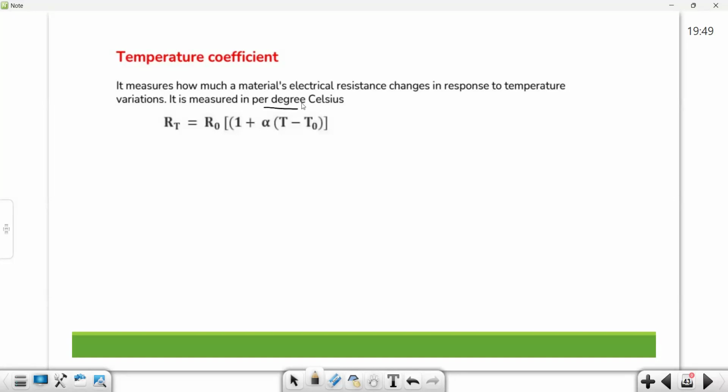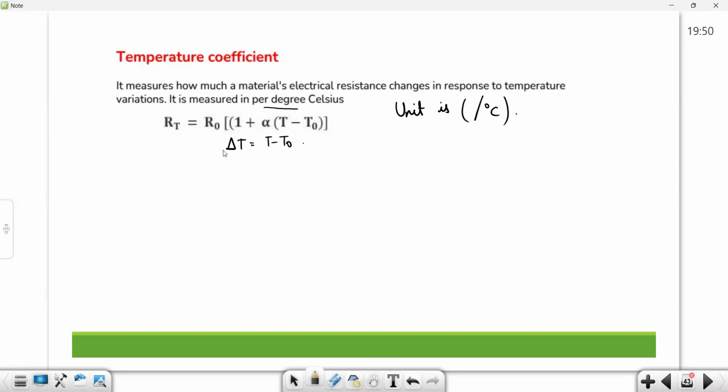Okay, per degree Celsius. That means the unit is per degree Celsius. Don't write degree Celsius, write per degree Celsius. Fine, clear? Then R_T will be equal to R naught into (1 plus alpha into delta T), where delta T is equal to T minus T naught.